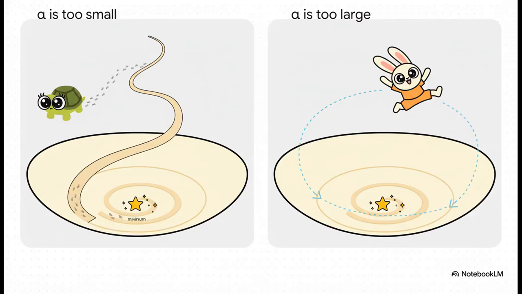And here's the catch, the big trade-off. If your steps are too small, sure, you'll get to the bottom, eventually, but it could take an unbelievably long time. On the other hand, if your steps are too big, you might literally jump right over the valley and land on the other side. Then you'll jump back and keep overshooting, bouncing back and forth forever without ever actually finding that lowest point.